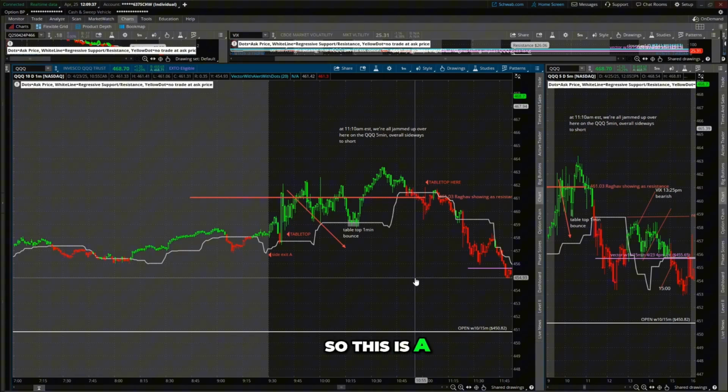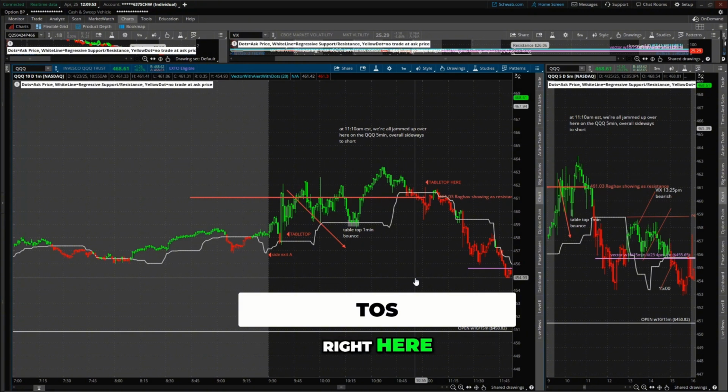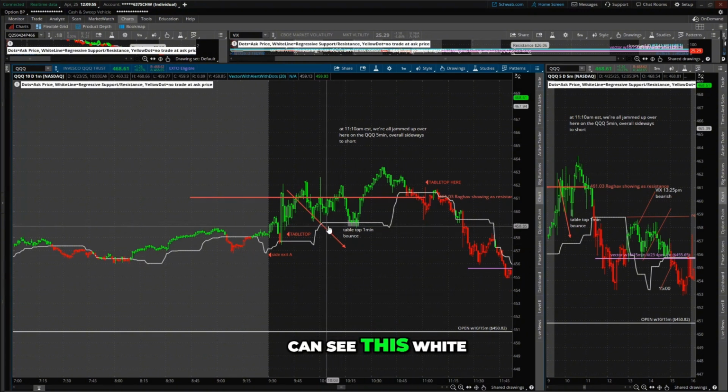So this is a very basic guide to the vector. I'm going to be explaining the vector, where you can access it and how you can actually use it. The vector can be accessible in the fractals, in TOS and TradingView. Okay, so here I have the TradingView loaded right here, on which you can see this white line right here, that's your vector.